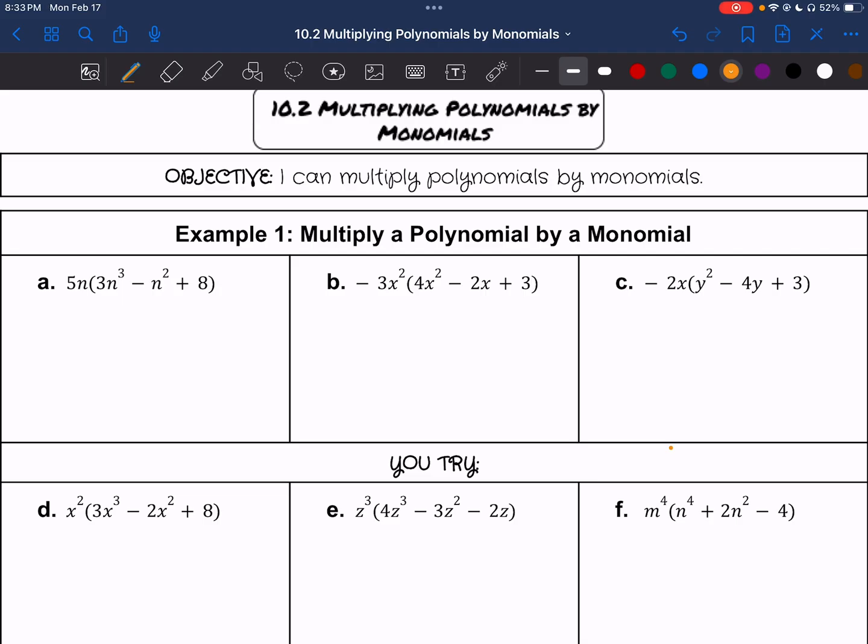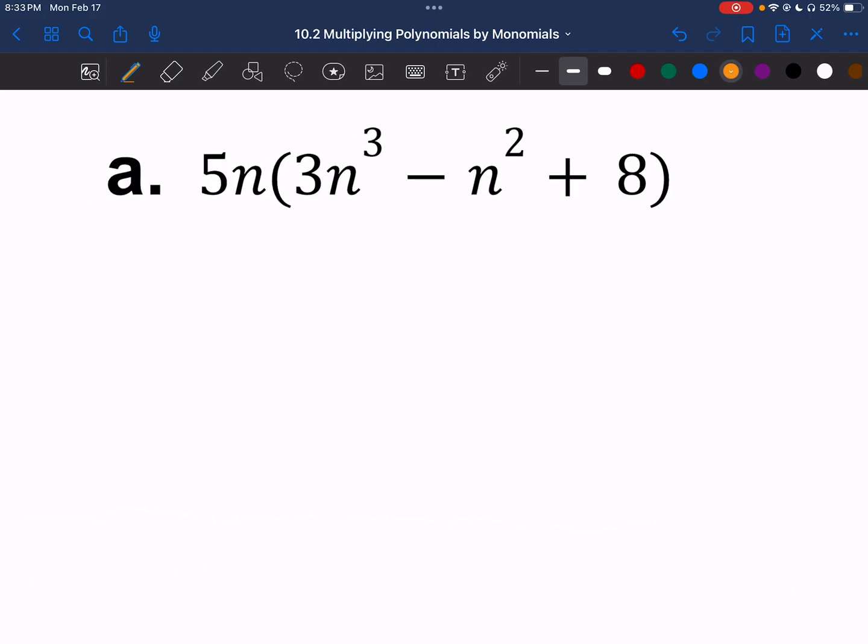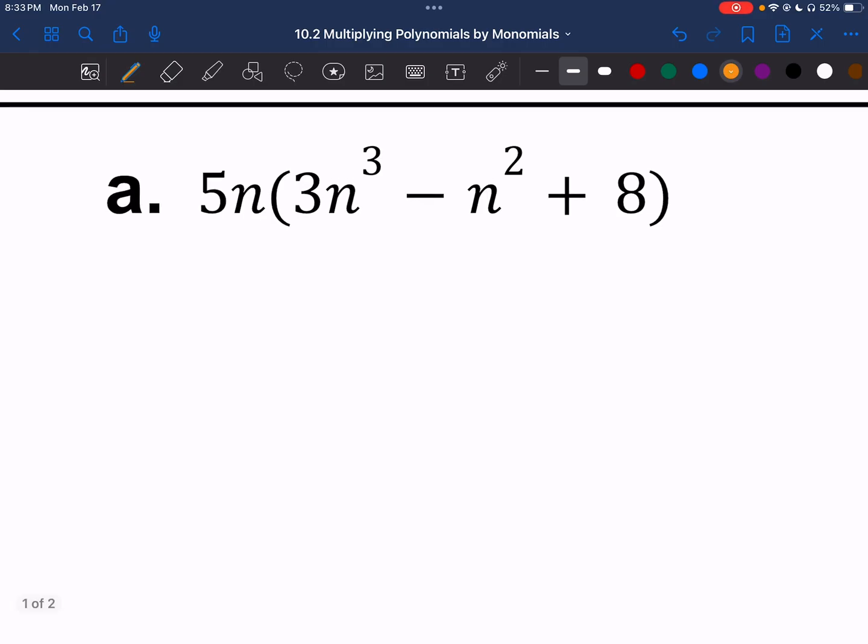What are we doing here? Our first example is literally that, and it is pretty straightforward. We are using the distributive property. That's all we're doing here, nothing fancy. So 5n times 3n cubed, we multiply numbers, then letters. Numbers, numbers, letters, letters. So 5 times 3 is 15. N times n cubed is n to the fourth. You will be using your exponent rules from Module 7 on this one. 7? 8. Whatever module it was.